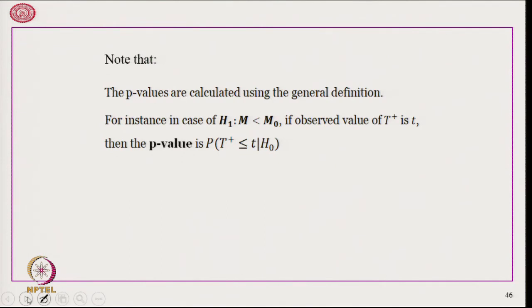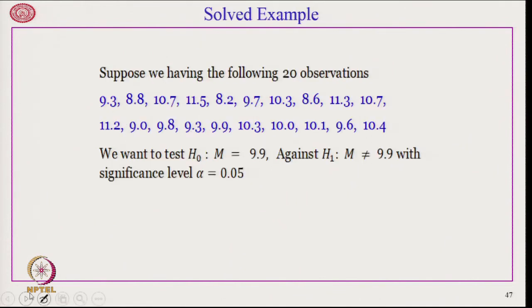So, some of you may not know what the p value is. The p value is the observed value of the T plus under the null hypothesis. So, let me give you an example. Suppose we have 20 observations which are like this. We want to test if it is coming from a population with median equal to 9.9, and we are looking for a two-sided test, that H 1: m is not equal to 9.9, and suppose the significance level is 5%, that is, alpha is equal to 0.05.